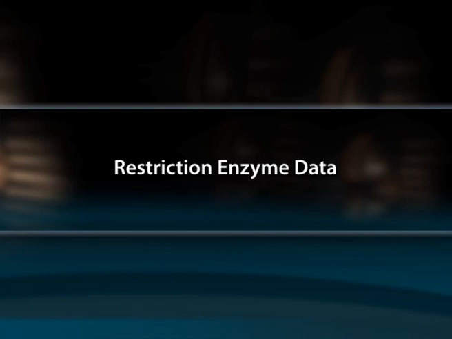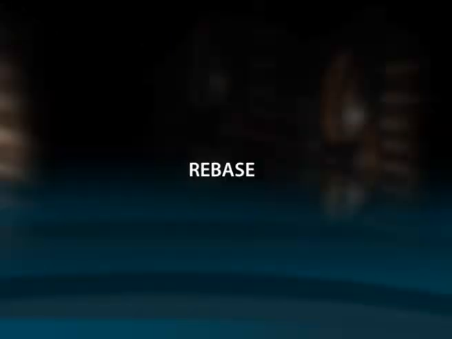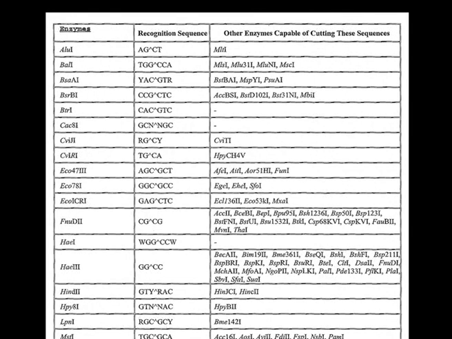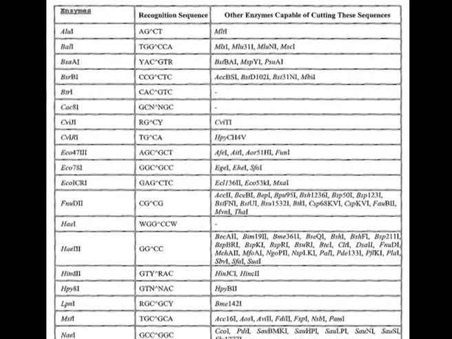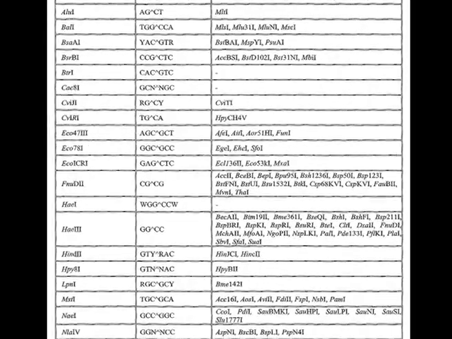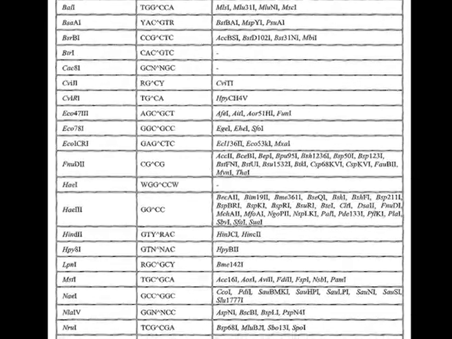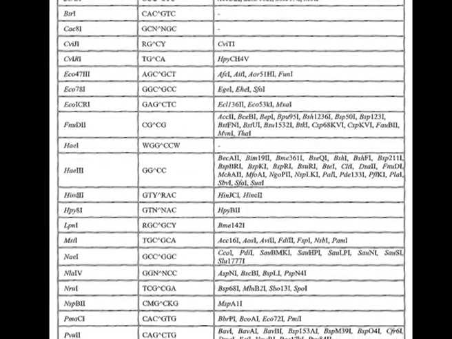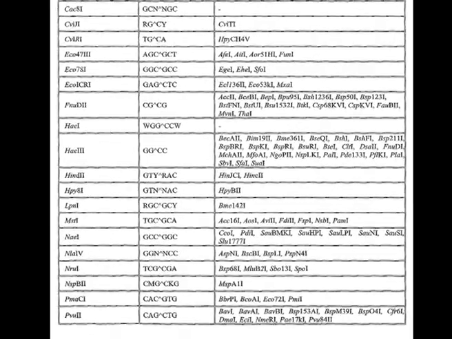Restriction enzyme data. The restriction enzyme data is available in a variety of formats. REBASE is a database of information about restriction enzymes and DNA methyltransferases. REBASE contains an extensive set of references, sites of recognition and cleavage, sequences and structures. It is one of the longest running biological databases. The restriction enzyme database will look something like the table given on the screen. The table contains 3 columns. The first one is the name of the enzyme, the second is the recognition sequence and the last one contains other enzymes capable of cutting these sequences.